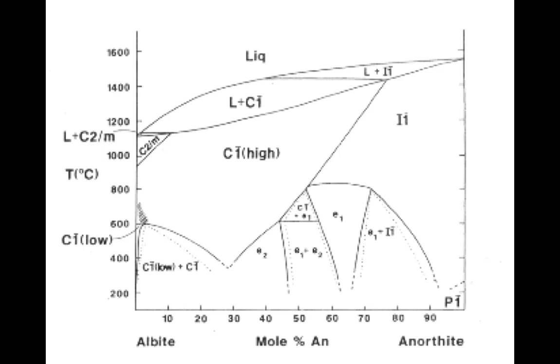Plagioclases are complicated, and this phase diagram gives some indication of variations of structure. It's not a homogeneous crystal structure all the way from albite to anorthite. So in the big picture, there's a C-bar1 structure on the albite side, which extends up to about half anorthite composition. On the anorthite-rich side, there's an I-bar1 structure and a P-bar1 structure at the very highest amounts of anorthite.